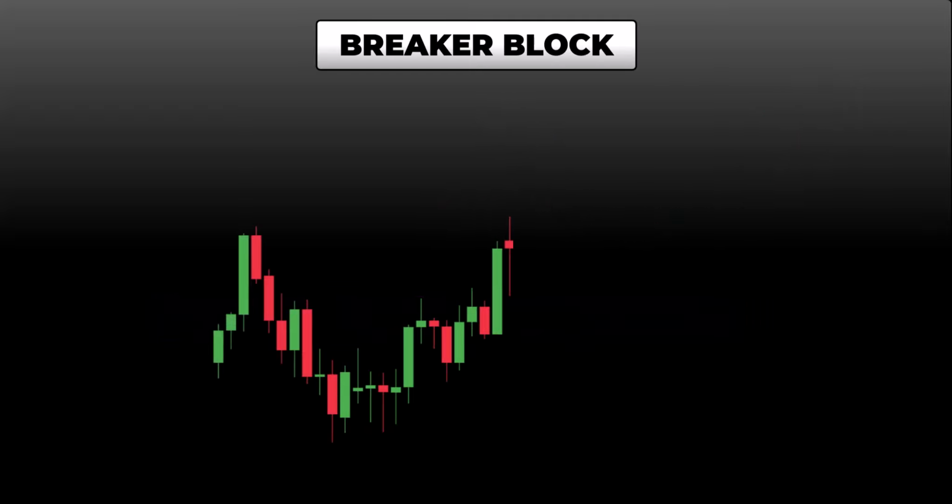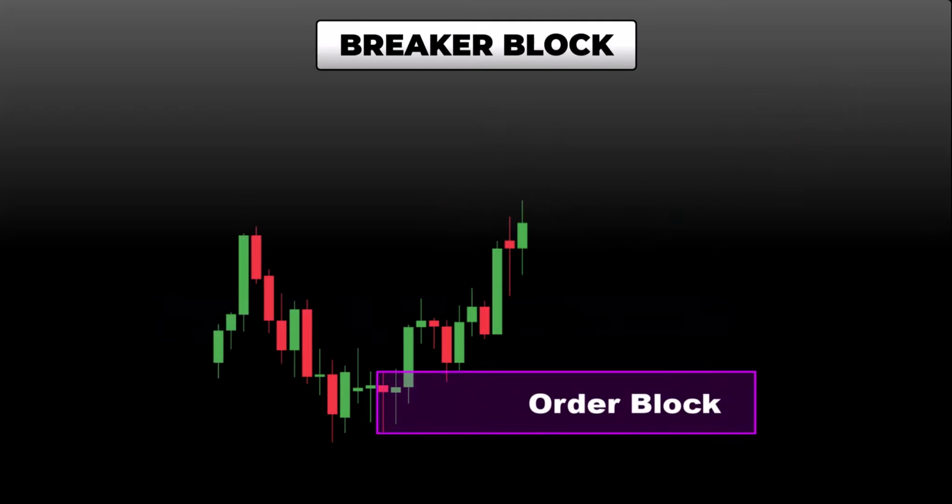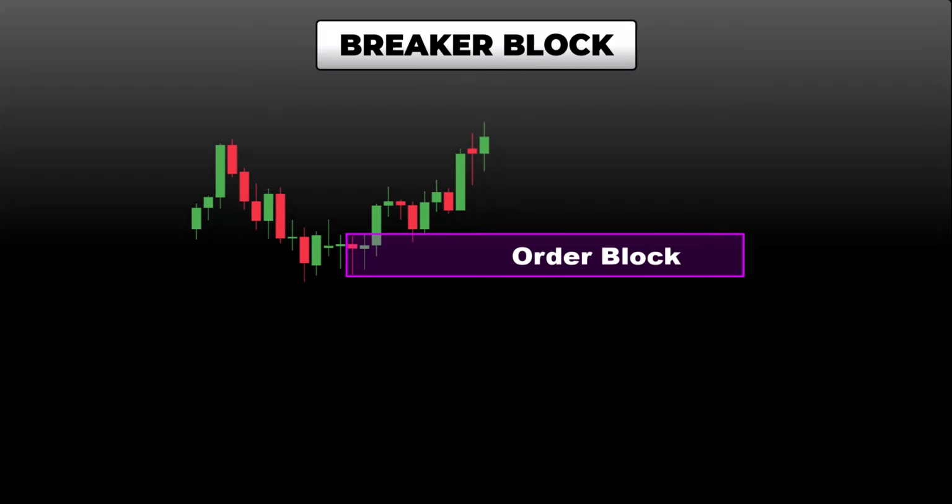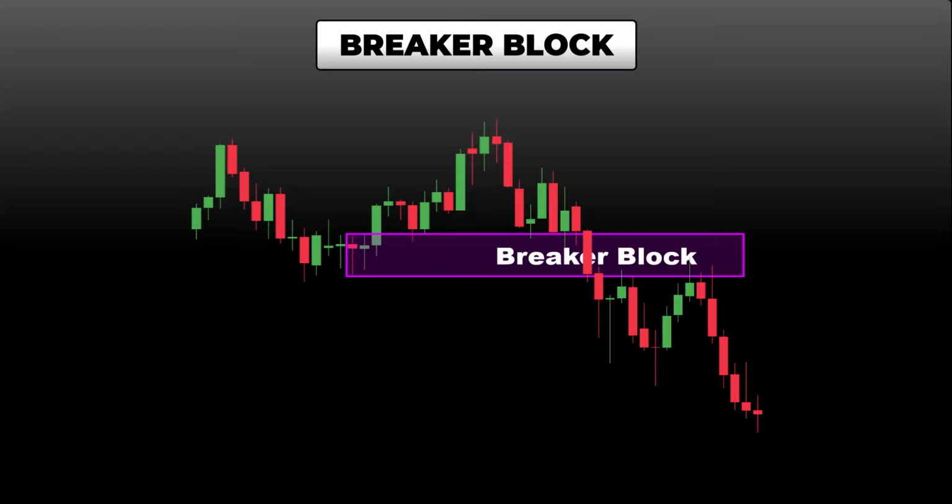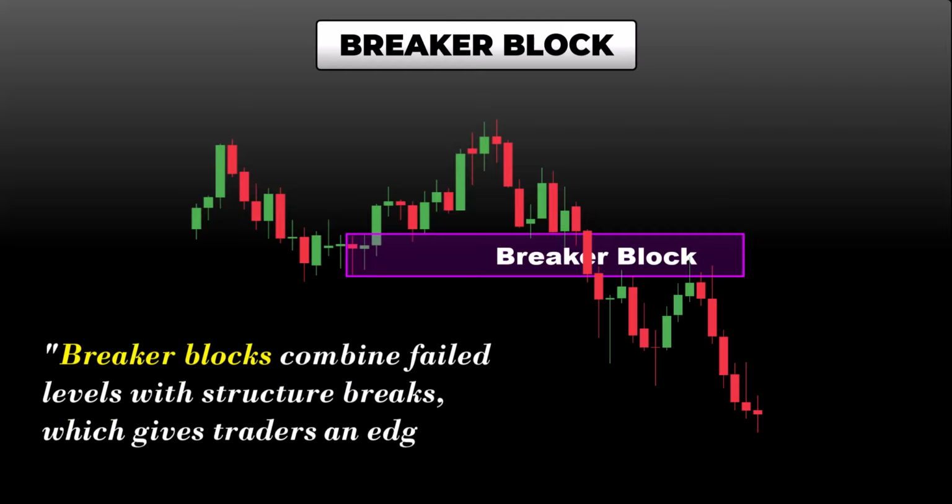Now here's an example. Let's say that the price forms a bullish order block, but later the price closes below it. That invalidates the bullish block and flips it into a bearish breaker block. Price often comes back to retest the breaker before heading lower. Breaker blocks combine failed levels with structure breaks, which gives traders an edge.